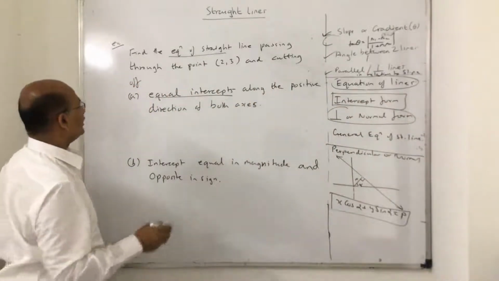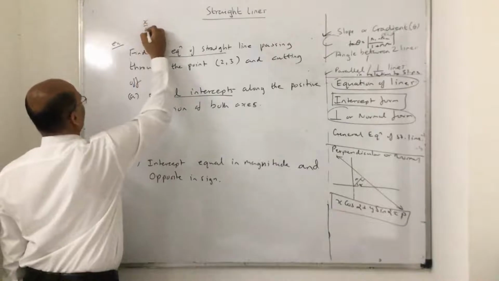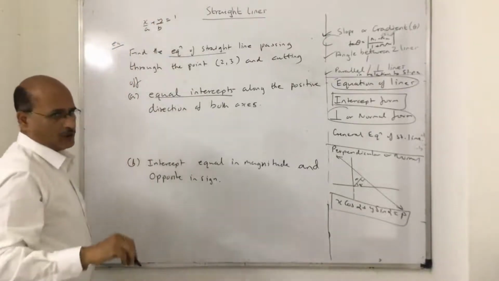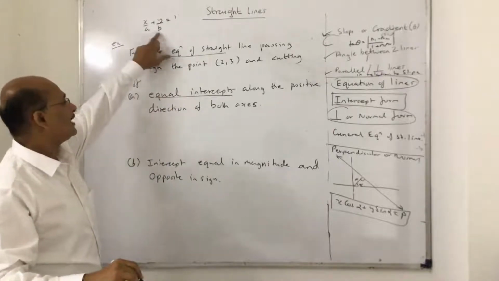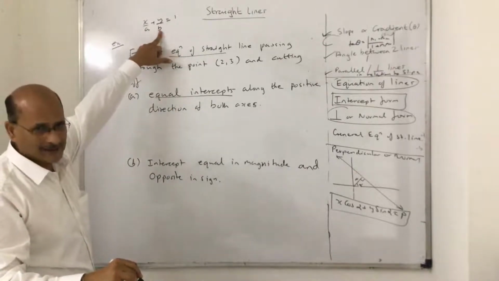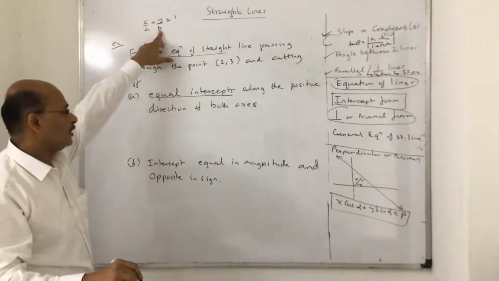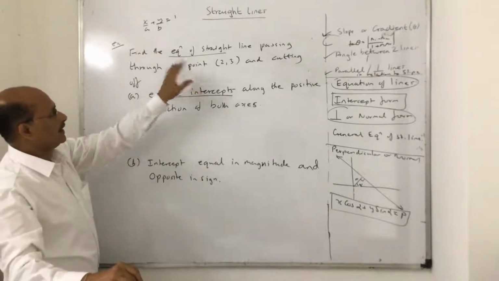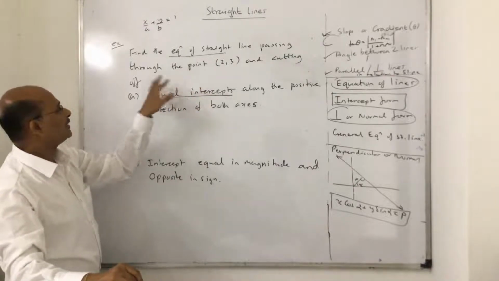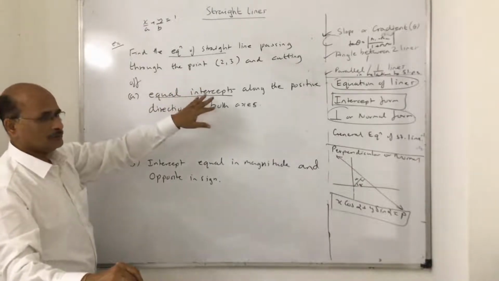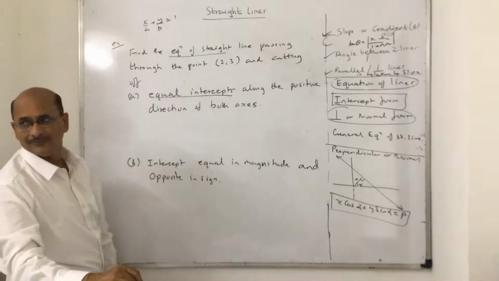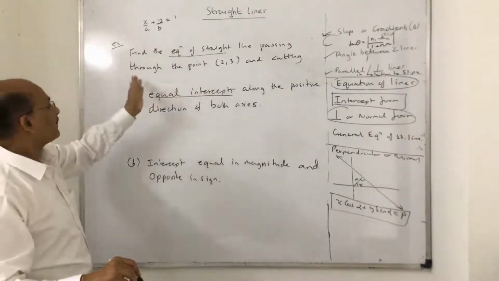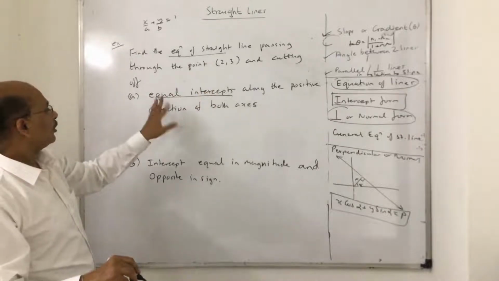Now if you remember, what is the intercept form? It is x upon a plus y upon b is equal to 1. So a is the x intercept, b is the y intercept. I hope you got this point clear. So what I am trying to tell you is, they are asking to find the equation of a straight line passing through the point 2, 3 and cutting off equal intercept.